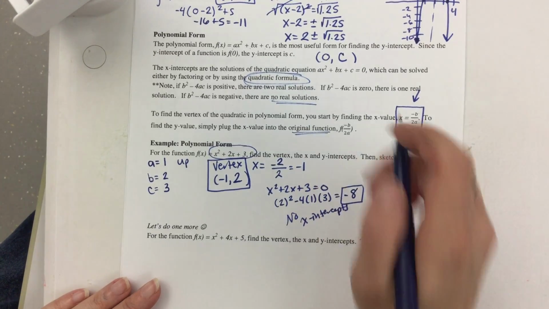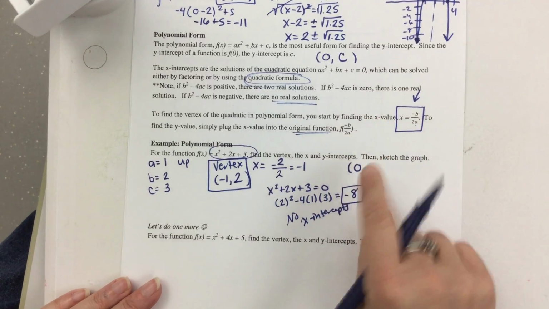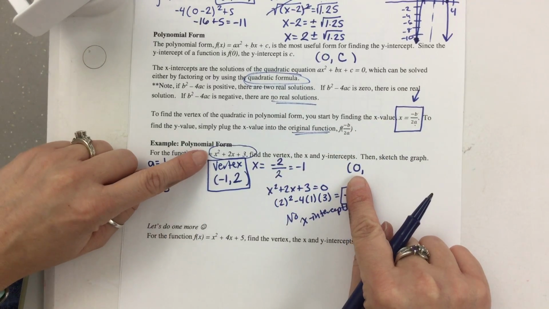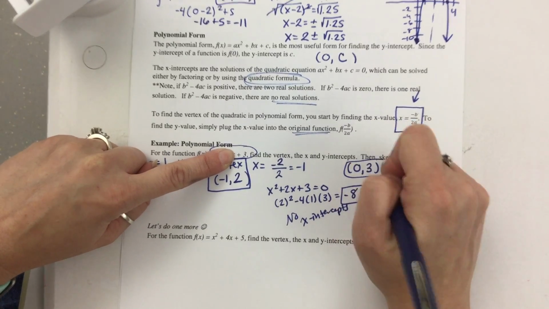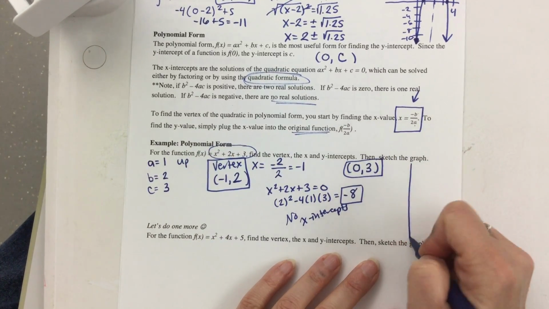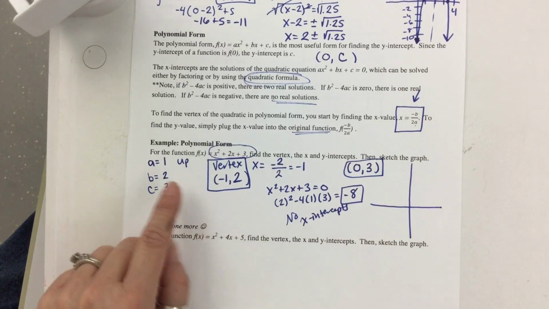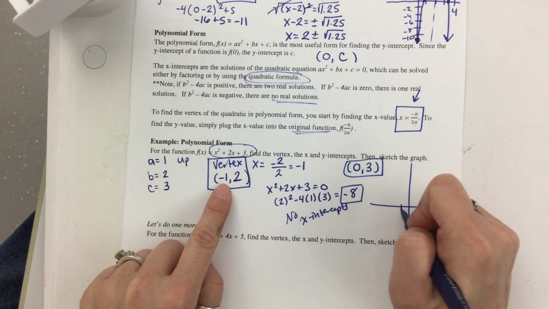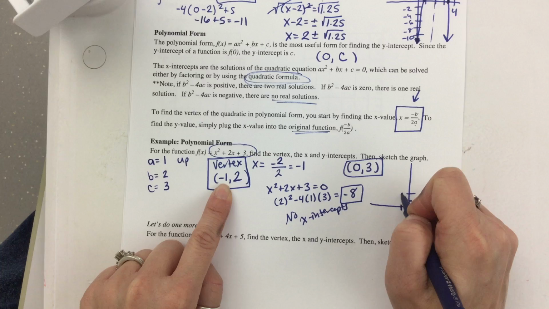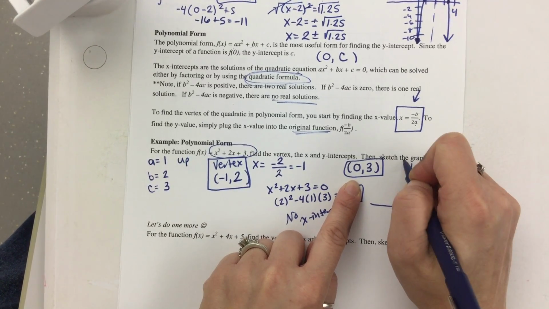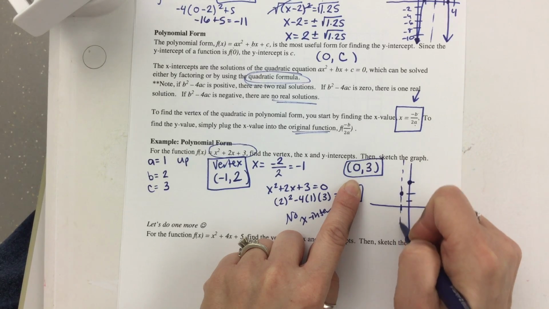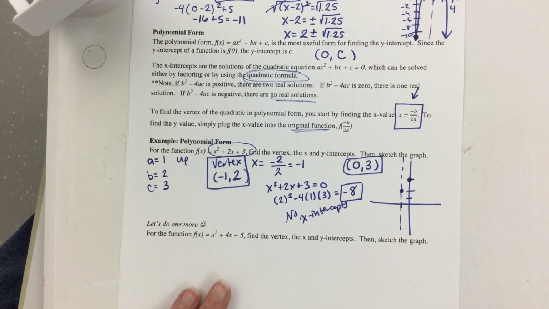Okay, to find the y-intercept. The y-intercept is when x is a 0. So if I plug in a 0 for x, that cancels, so it ends up being a 3. So here's my sketch. I know it's going upwards. The vertex is negative 1 up 2. I know it crosses the y-axis at 3. Through your vertex, there is the axis of symmetry.